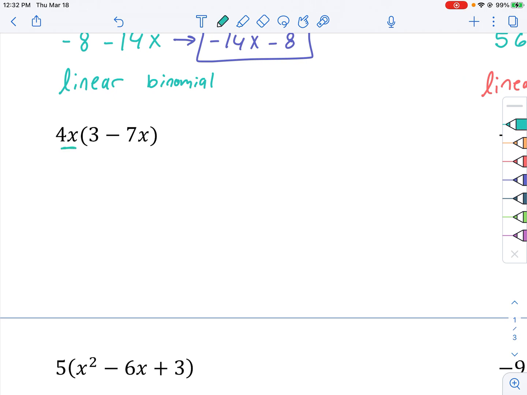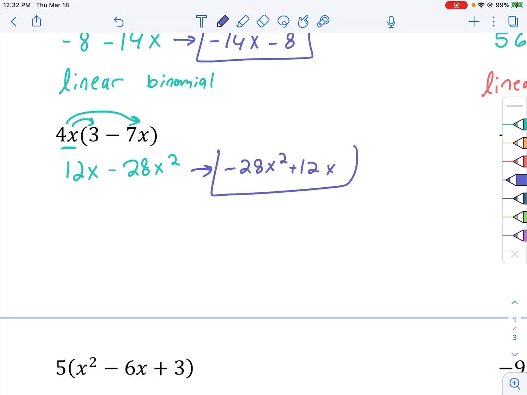Continuing on, now we're taking 4x and we're multiplying it through into both of these. So that would be 12x minus 4 times 7 would give us 28x squared, right? Rewrite into standard form, so negative 28x squared plus 12x would be our final answer here. And then that is a quadratic binomial.